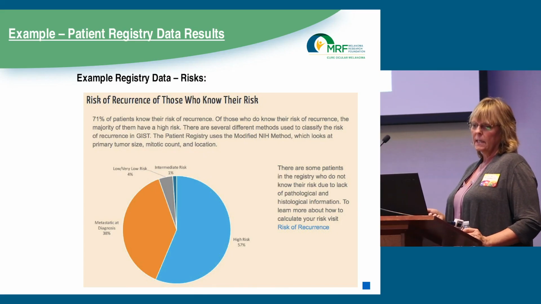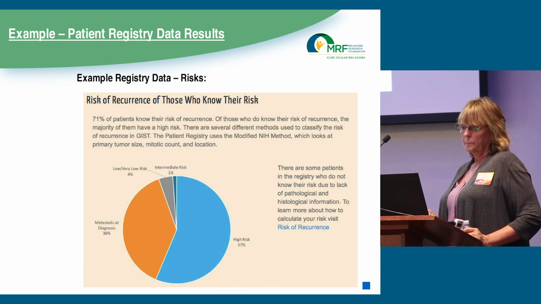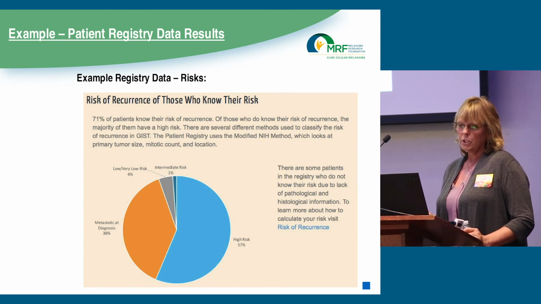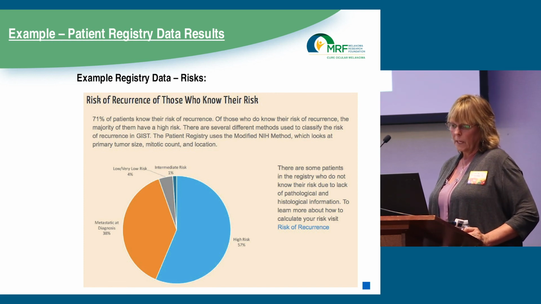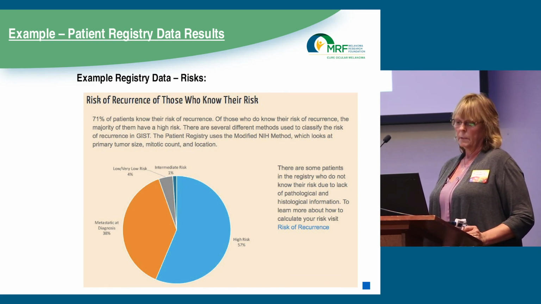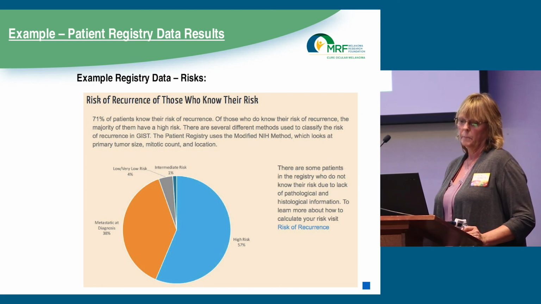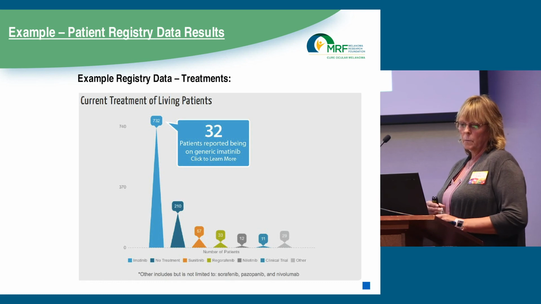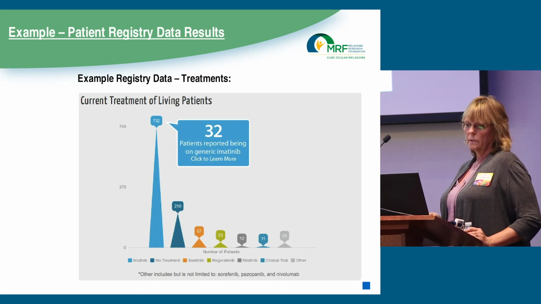And then here again, it's just an example of the data results. So, like risk of recurrence for patients. There are some patients in the registry who do not want to know their risk, but some people do. So whatever data is entered, this will be able to show a risk of recurrence. Another example of what we're hoping to get from the results is the current treatments of living patients: what kind of treatments patients are having, and the numbers of patients having the different types of treatments.